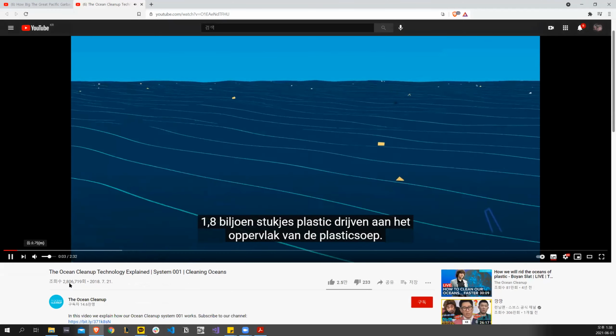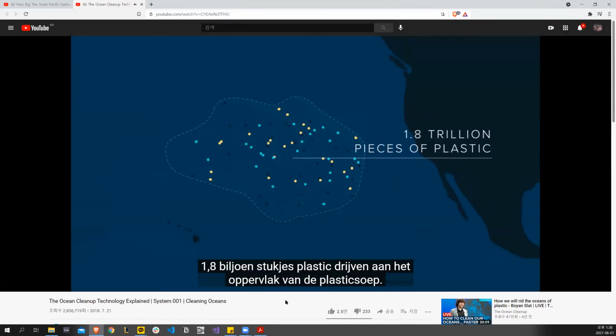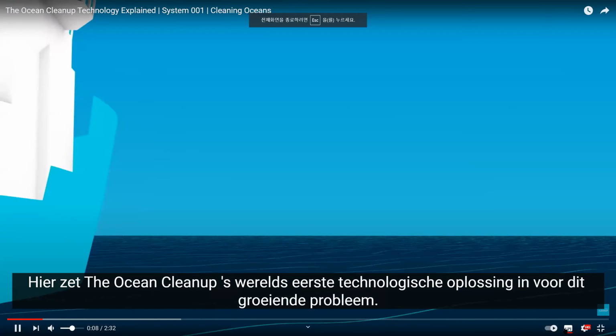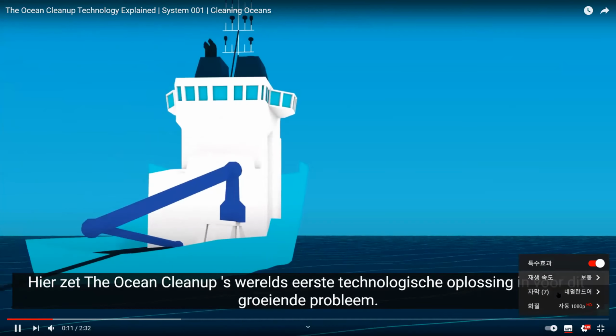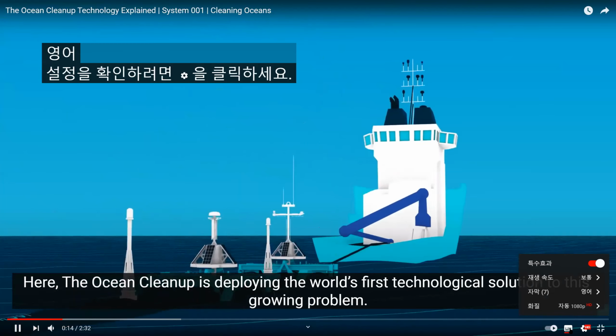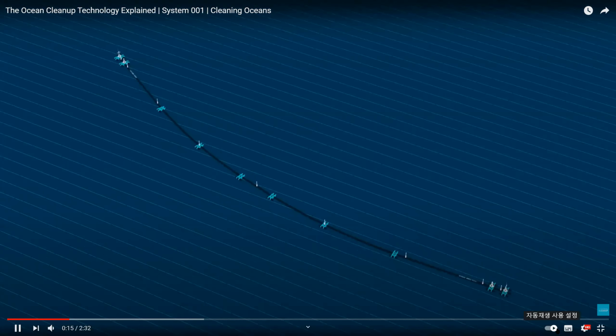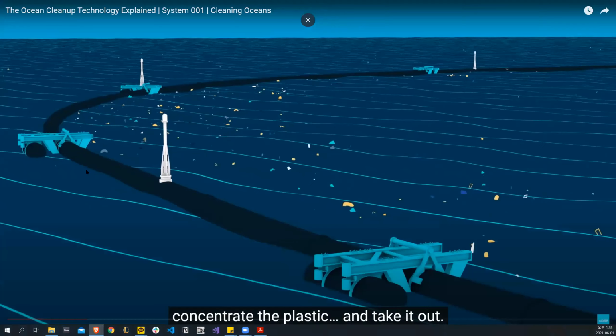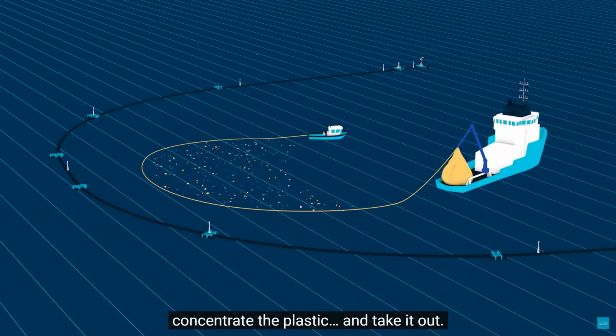1.8 trillion pieces of plastic float at the surface of the Great Pacific Garbage Patch. Here, The Ocean Cleanup is deploying the world's first technological solution to this growing problem. The principle behind it is simple. Create a coastline where there are none. Concentrate the plastic and take it out.